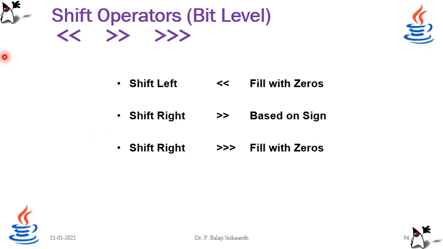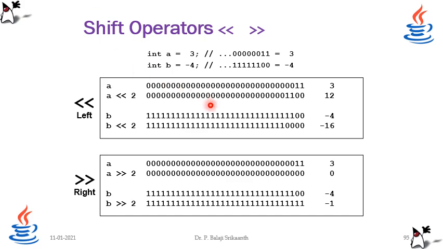Again, these operators are called shift operators. This is left shift, right shift, and shift filled with zeros. Okay, let us take up the left shift and right shift operators. The values 3 and -4 are represented in binary form. When I shift to the left, what happens?